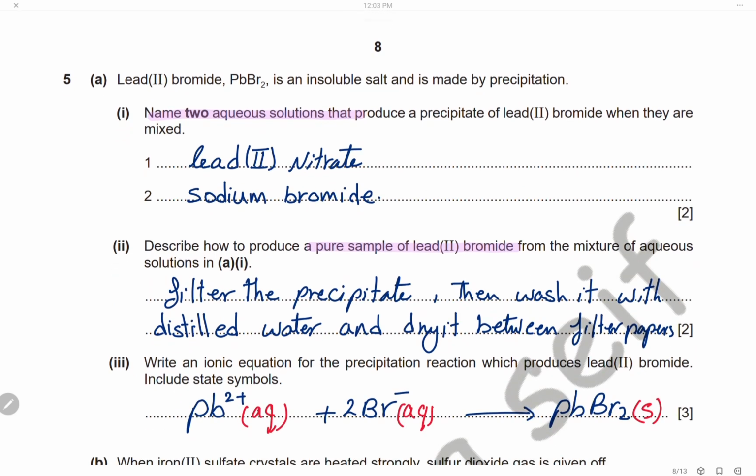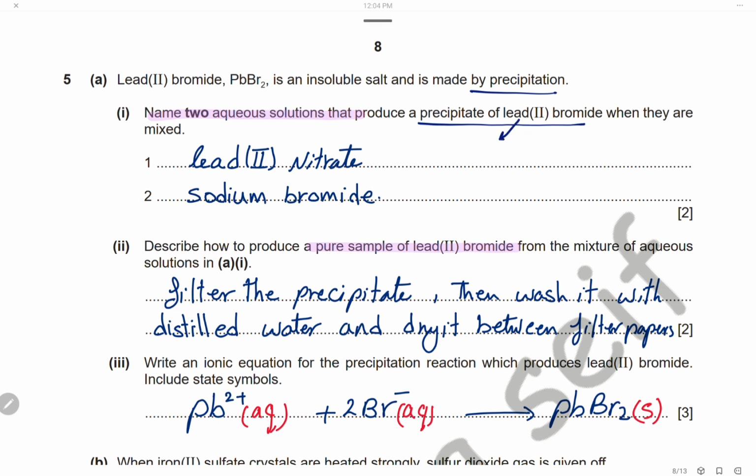Question 5. Lead bromide is an insoluble salt that is made by precipitation. So precipitation is a method which is used for preparation of insoluble salts. Name 2 aqueous solutions that produce precipitate of lead bromide. Precipitation is a method where 2 solutions are mixed to form a precipitate. To form a precipitate of lead bromide, we need to mix 2 solutions.